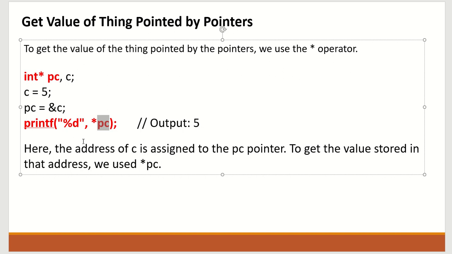But before pc we are writing the asterisk sign, it indicates that the pointer is pointing to the address of c. So at c, whatever is the value, that is what we are going to print over here. See here. The address of c is assigned to the pc pointer, and to get the value stored in that particular address, we used asterisk and then the pointer variable name, which is pc.